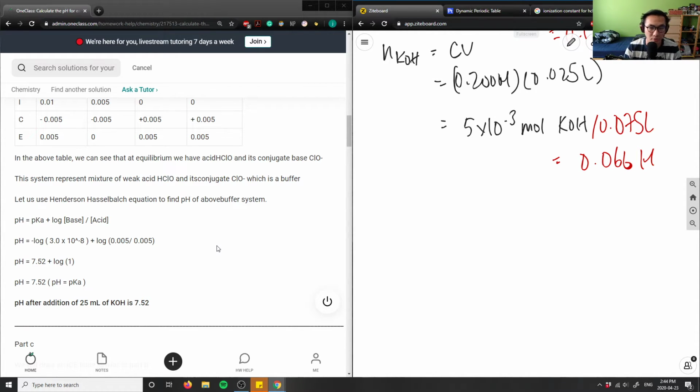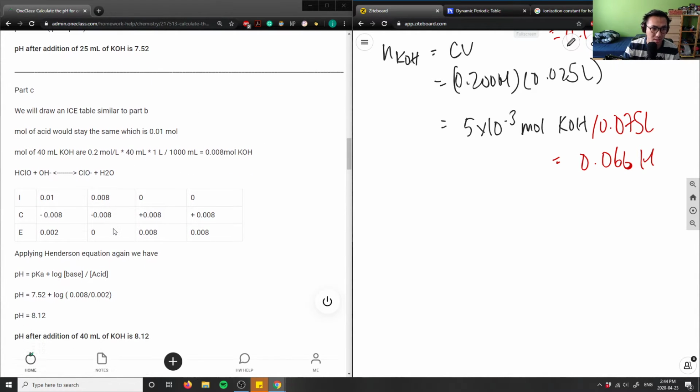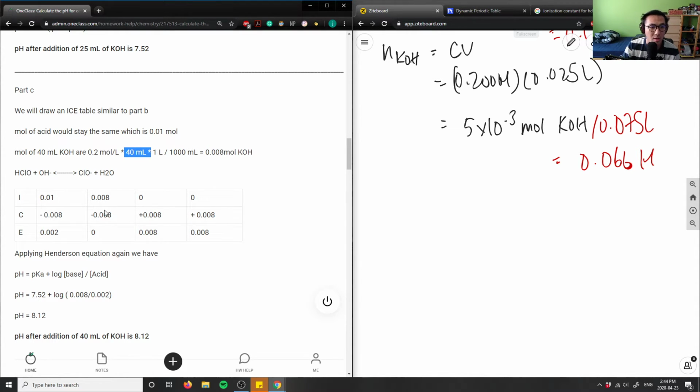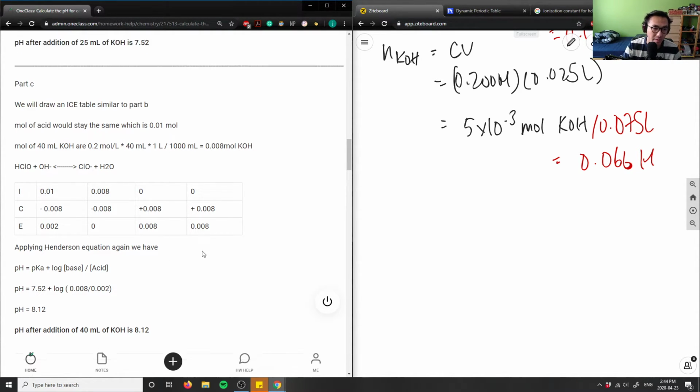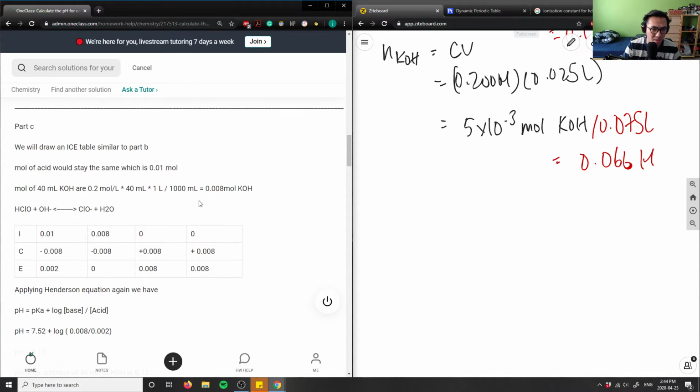So this is more of a university-level question, but when I was picking it, I picked the first part to show you the ice table, which is part of the grade 12 concepts. I'm going to briefly skim over part C. Again, very similar to part B. You have new moles here, and you have 40 milliliters instead of 25. You do the exact same thing with the ice table, and then the exact same thing with the Henderson-Hasselbalch equation, and you get a pH here, which looks pretty good to me.